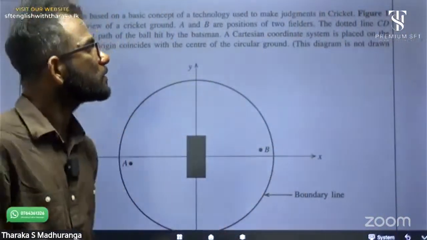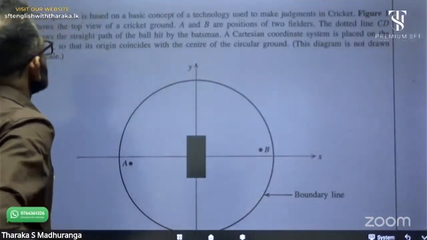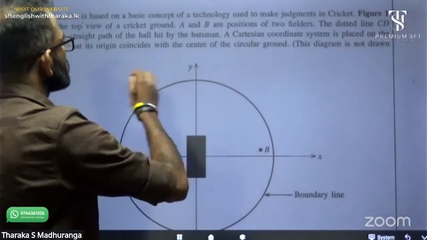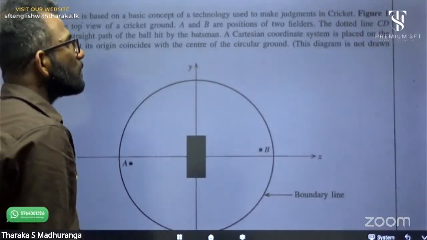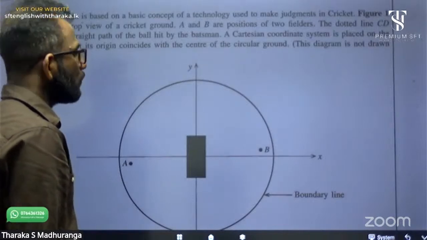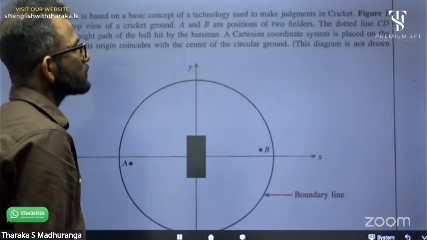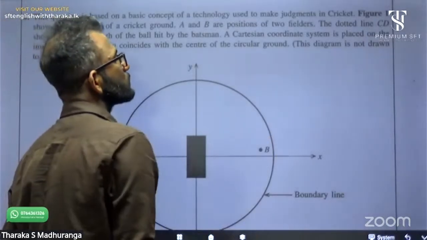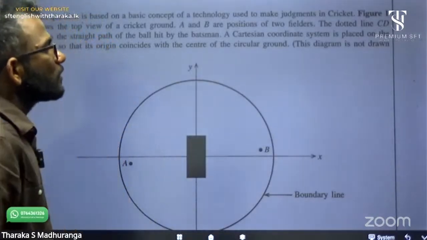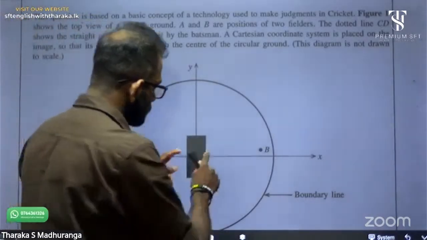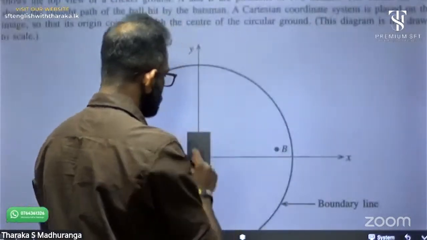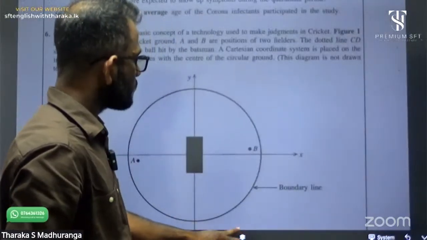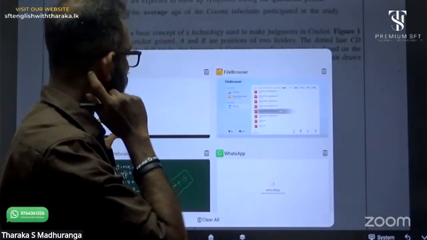Judgment in cricket. Figure 1 shows the top view of the cricket ground. A and B are the positions of two fielders. The dotted lines CD, the problem is that in this paper it's not visible. I think in your paper it is visible. Okay, let me try to get another diagram.